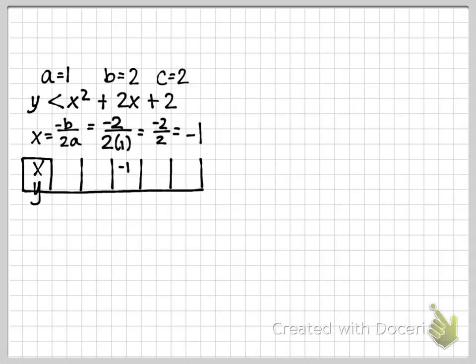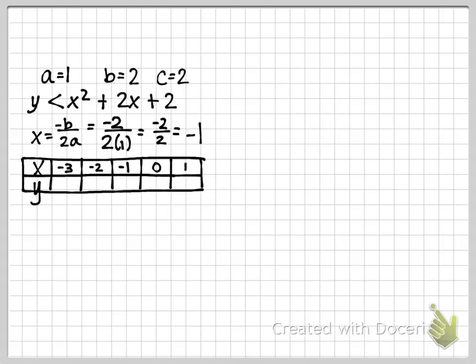What's 2 numbers smaller than negative 1? Negative 2, negative 3. What are 2 numbers larger? 0 and 1. So this is where I can use my calculator. So I'm going to make sure my calculator is in the correct mode, so the table mode. And it says f of x equals.